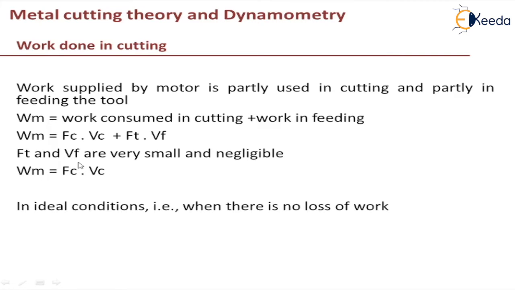So in ideal conditions, that is when there is no loss of work, Wm should be equal to W. Therefore, Fc into Vc will be equal to Ws plus Wf. That is the total work, the summation of work done to shear the workpiece and create a new surface, and work done to overcome the friction forces.